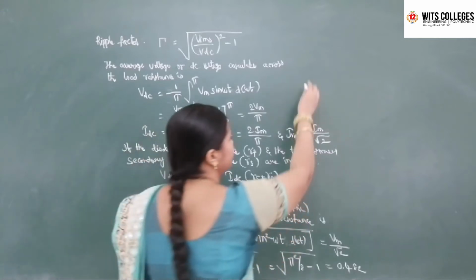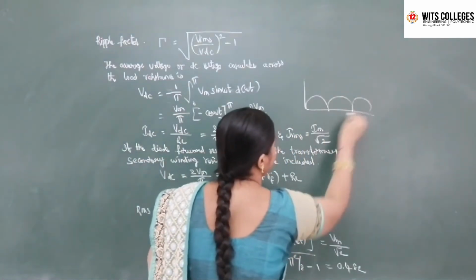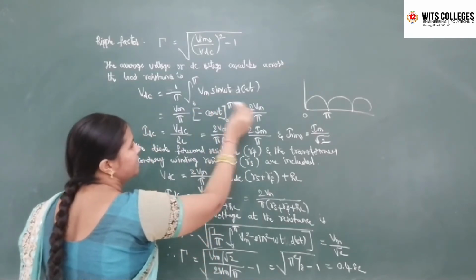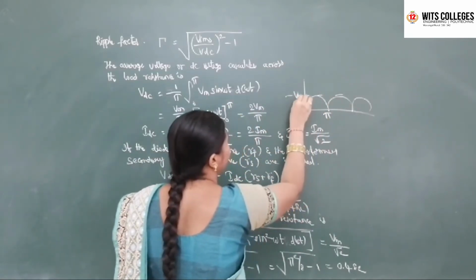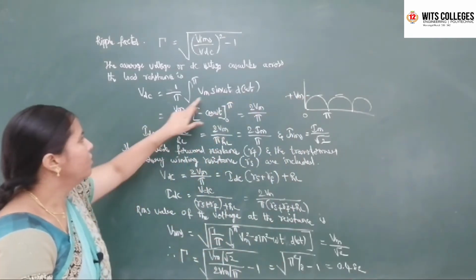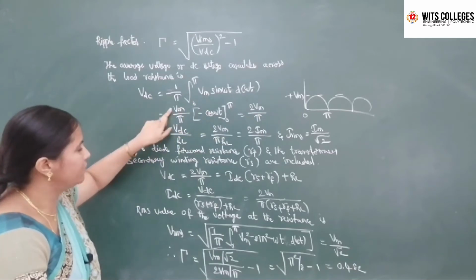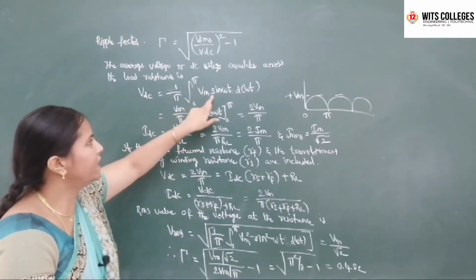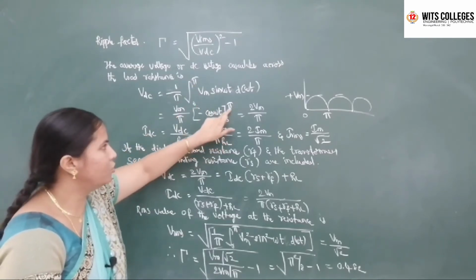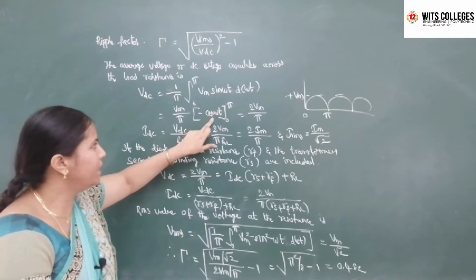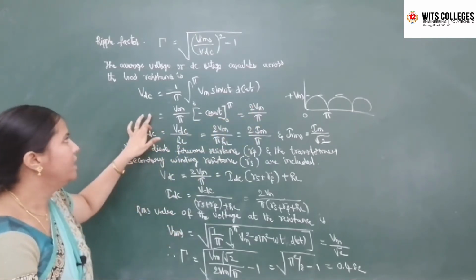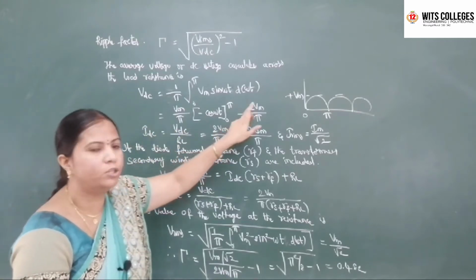This is the pulsating DC output from 0 to pi, with maximum voltage Vm. So it is Vm sin omega t d omega t. Vm is constant, so we write Vm by pi outside. If you integrate sin omega t, it is minus cos omega t, with limits 0 to pi. If you apply the limits and calculate, you will get 2 Vm by pi. So this is the DC voltage: Vdc equals 2 Vm by pi.